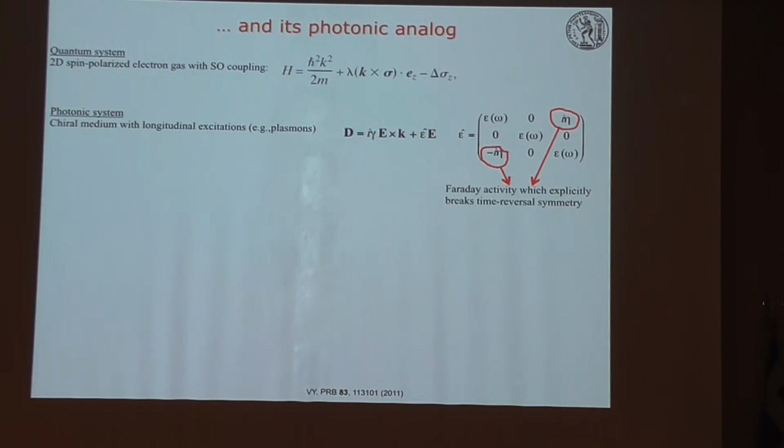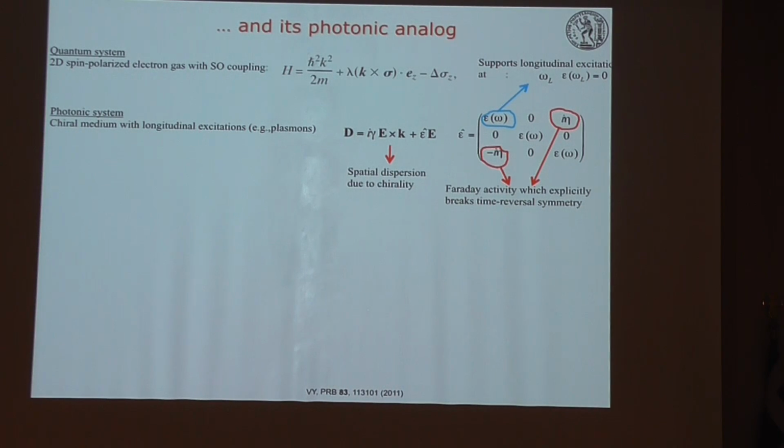The corresponding dielectric tensor is written in this way. So these are the off-diagonal terms which explicitly break time reversal symmetry. This term, the diagonal term, is the typical metallic dielectric function, which however should support longitudinal excitation. For example, a plasmonic excitation or a polaritonic excitation, an exciton, whatever, that doesn't matter.